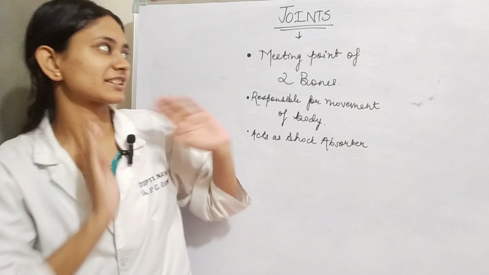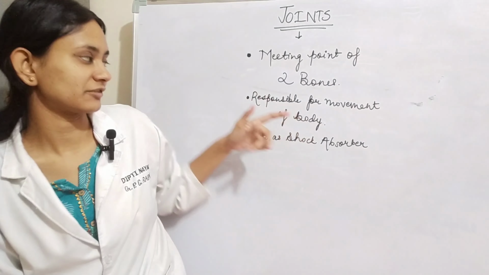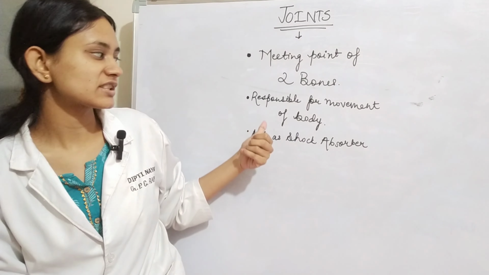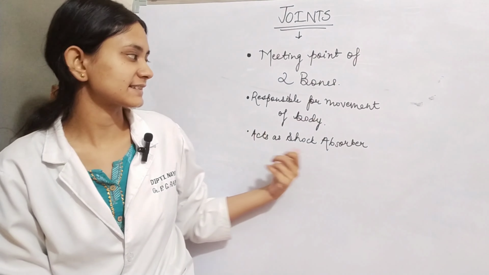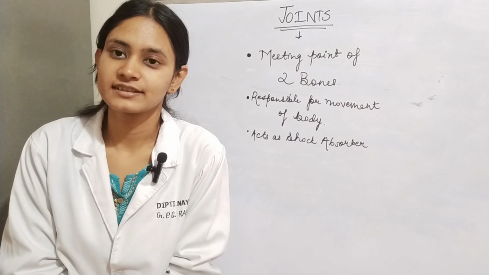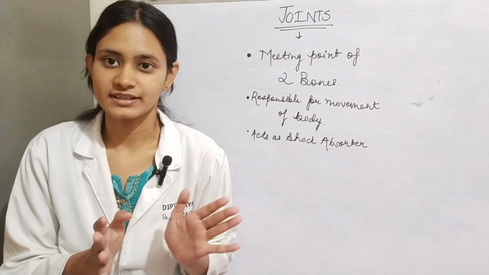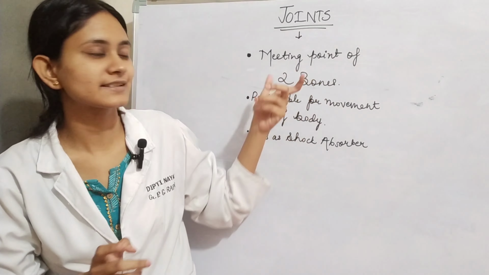So here we are covering joints. Joints is the meeting point of two bones in the easiest language possible I have written. It is responsible for movement of the body and acts as a shock absorber. We will study about the classification of joints, which is very necessary for you, and it is mentioned in BD Chaurasia. I have exact lines done for you.